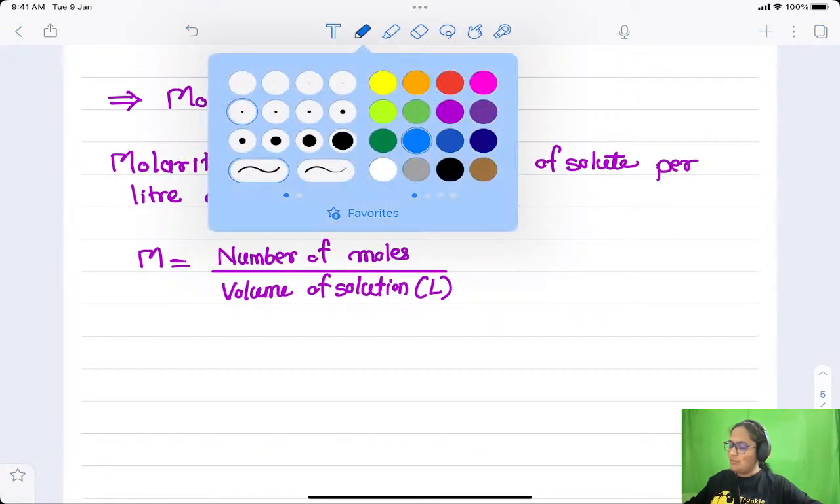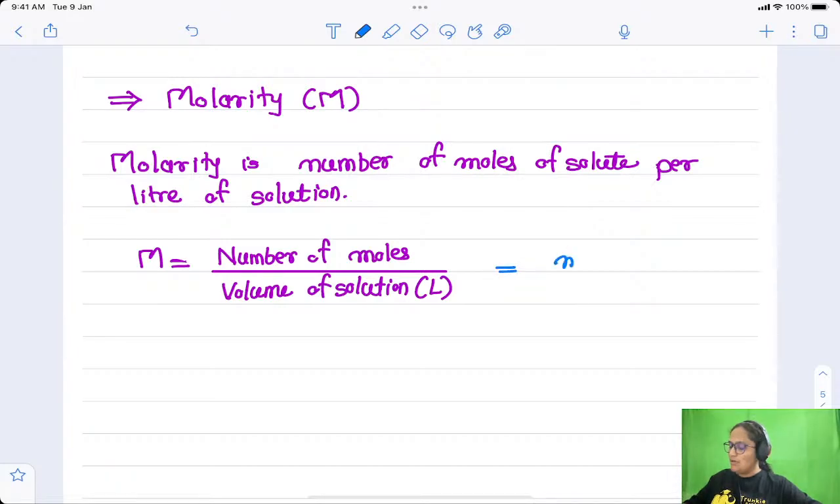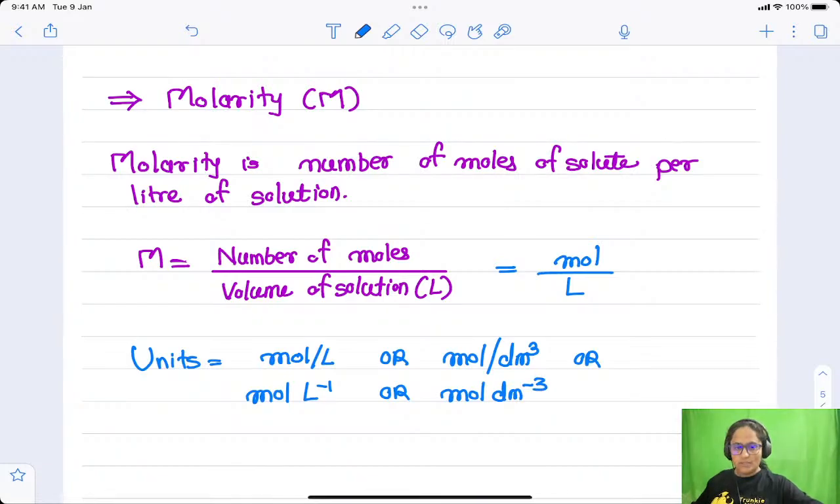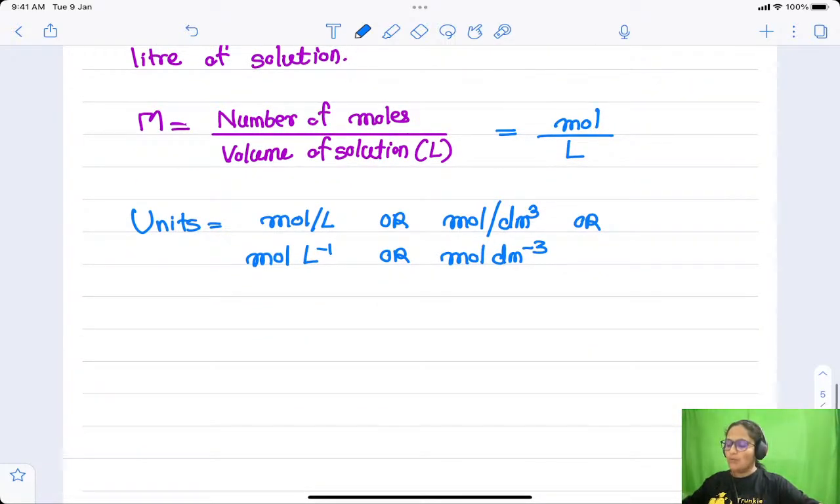As we know, the number of moles has the unit mole, and volume of the solution has the unit L. Therefore, units of molarity are mole per liter, or as we know, liter can also be written as dm3, so it is mole per dm3. These are nothing but the units of the molarity.